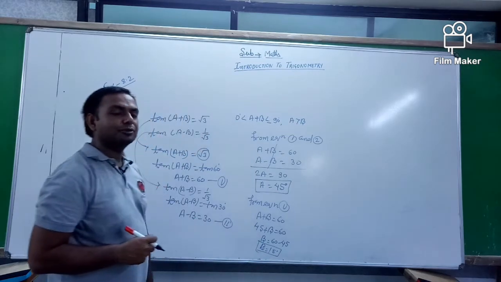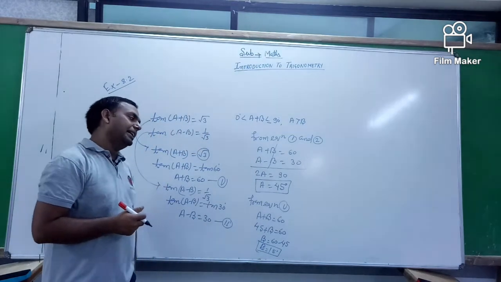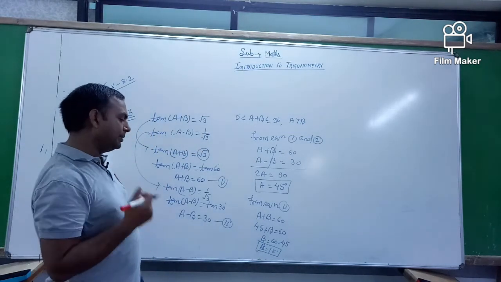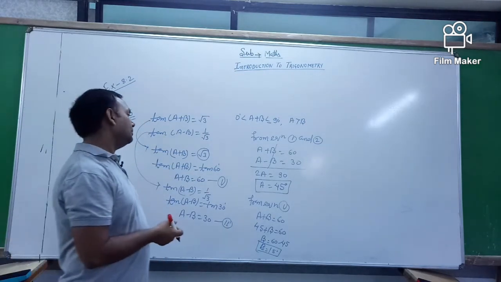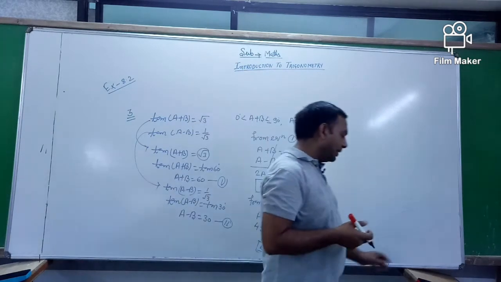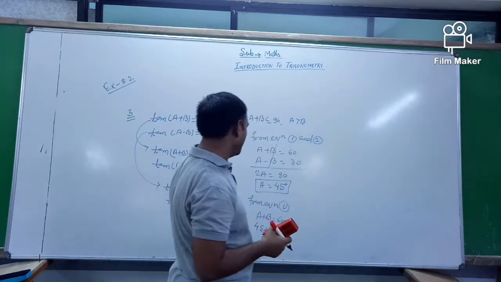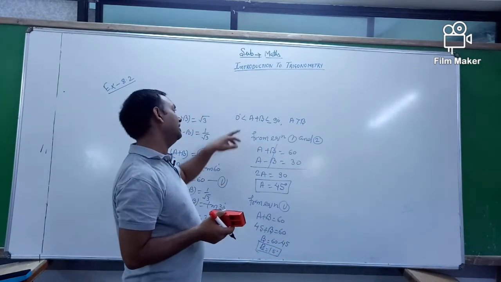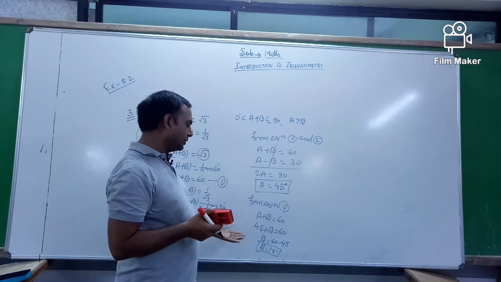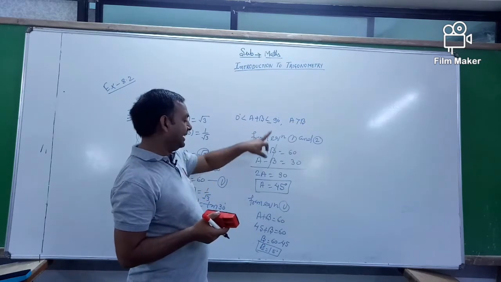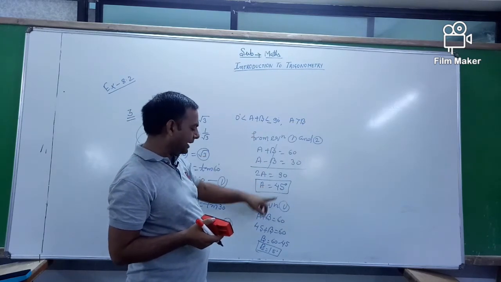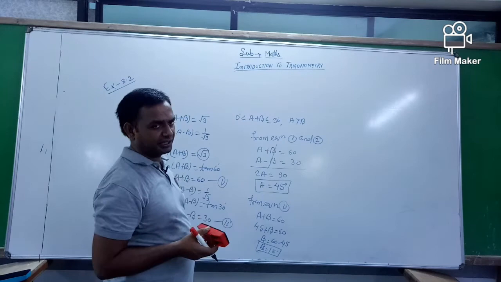So here the values are A equal to 45 degrees and B equal to 15 degrees, and that is the answer. You can find the values of A and B, and these values also satisfy the conditions: A plus B is greater than 0 and less than or equal to 90, and A is greater than B, with A being 45 degrees and B being 15 degrees.